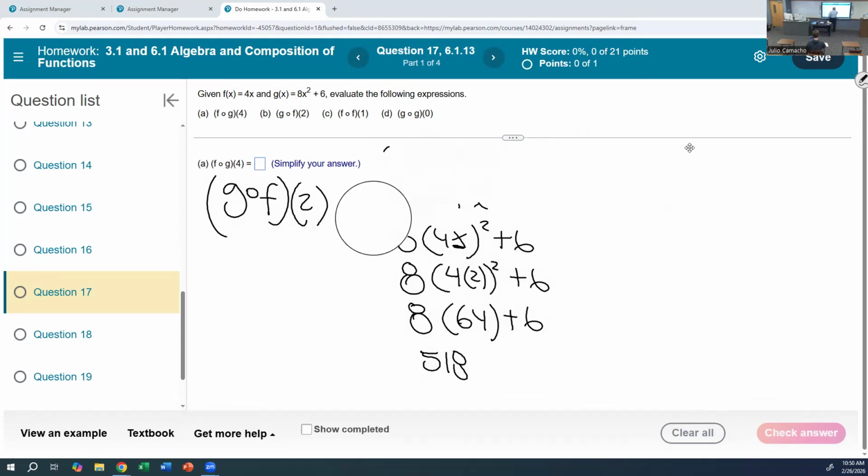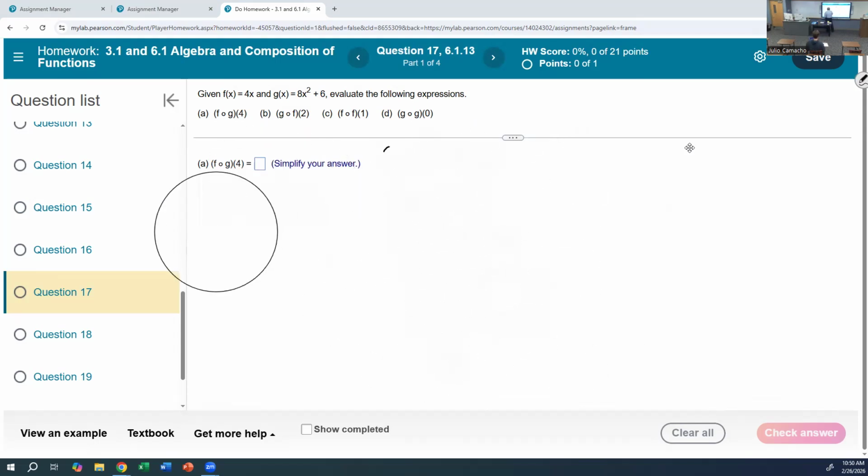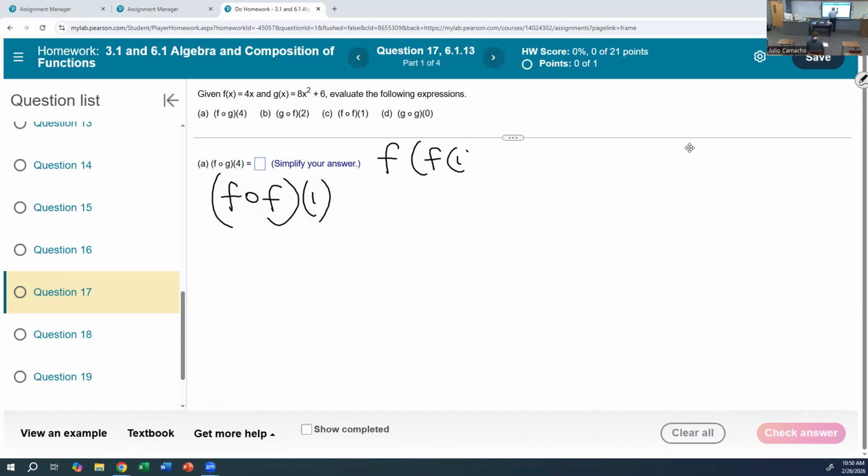Let's go to C and D, and that is all the kinds of questions that you will see in this assignment. So you have C as f of f of 1. So what is that? That will be equal to f of f of 1. So what is your f equation? 4x. We replace this x by 4x again, in parentheses, because that is the f of x equation, which is 4x.